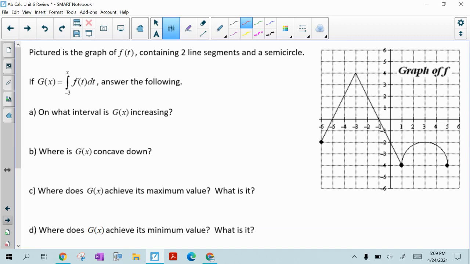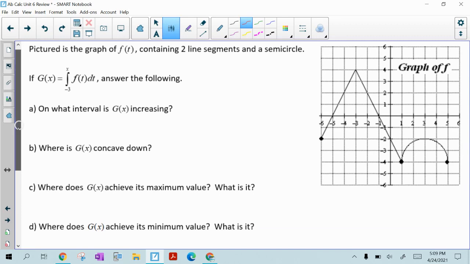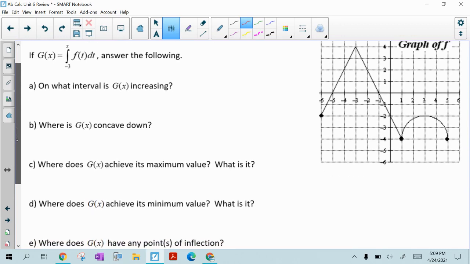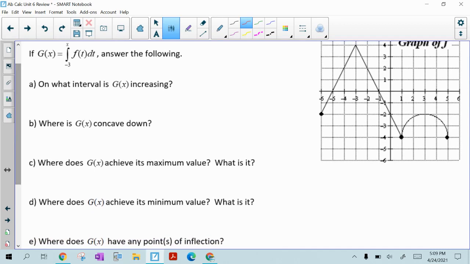Next, same sort of graph, except this time we're trying to go through and do all of these questions. I would encourage you once again to please pause this and work through it, or at least get through it, because just listening to me talk doesn't necessarily help you a ton.